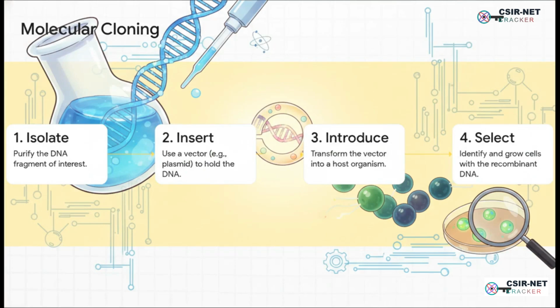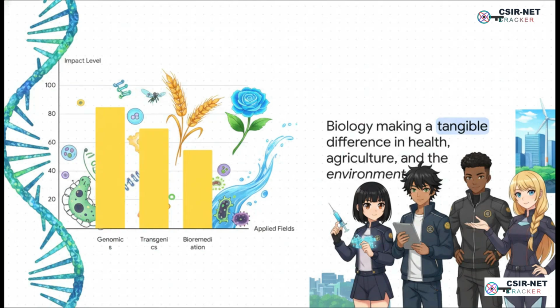Let's take a process like molecular cloning from Unit 13. It can sound super intimidating, right? But when you break it down into 4 simple, logical steps: you isolate the DNA, you insert it, you introduce it into a host, and then you select for it, you realize it's just a really clear, powerful tool that any researcher can use. And this is exactly why those methods matter so much.